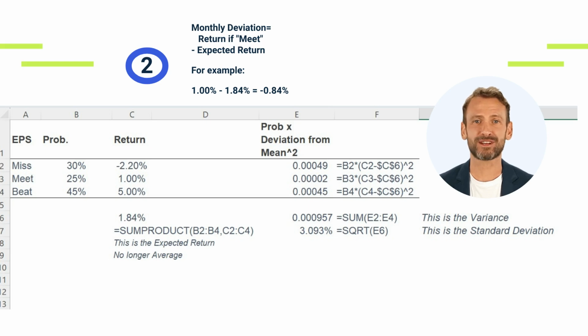Second step, we calculate the deviation or difference of each scenario's return compared to the expected return we calculated in the previous step. For example, if we take the second scenario, where the firm achieved exactly the earnings the market predicted, the deviation from the expected return is minus 0.84%. In this case, the deviation is negative, meaning that the 1% return is lower than the expected return of 1.84%.